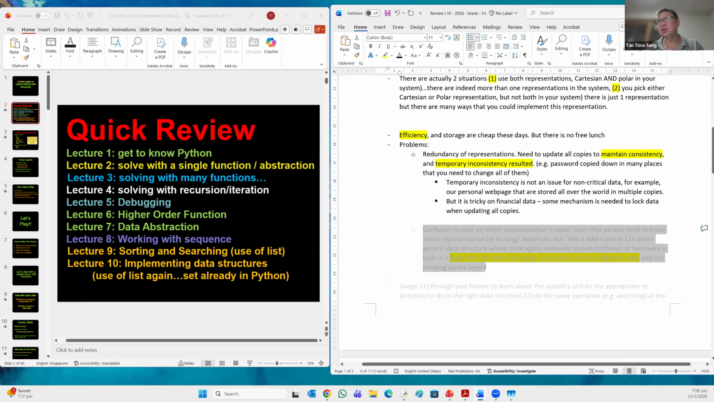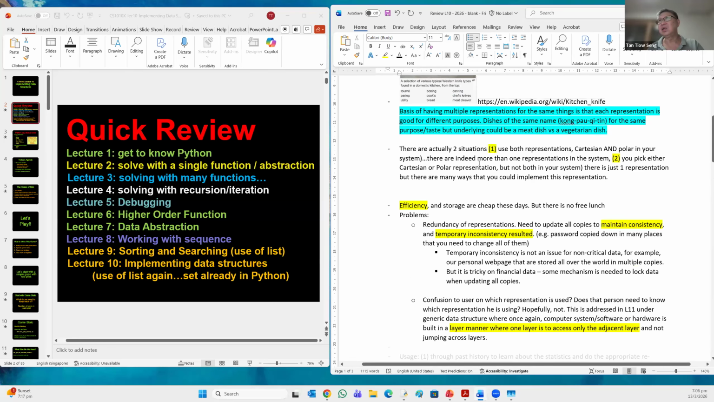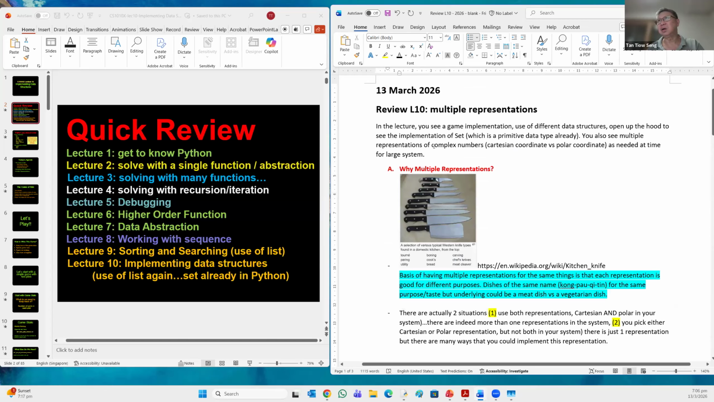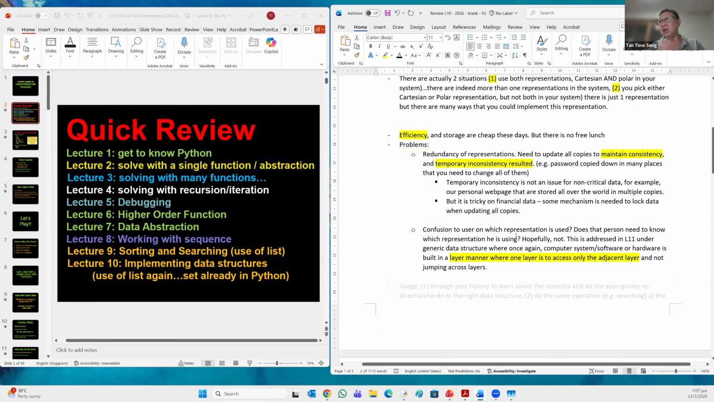All right, and then to the user, the issue is which representation to use. Does it need to know? Actually, that is the other question, right? Does it need to know in the case of our complex number? Actually, complex number is also a primitive data type in Python, but in our lecture we created it for you. In a complex number, do you really need to know if it is Cartesian coordinate or polar coordinate? Hopefully, the user need not have to know about it.